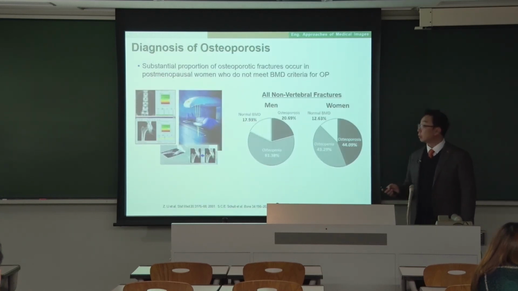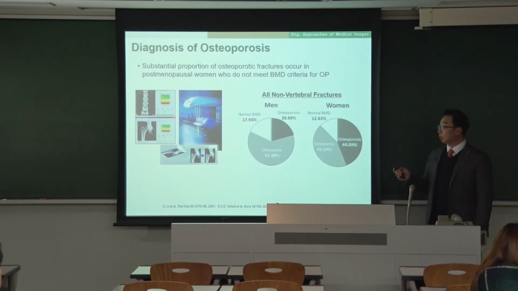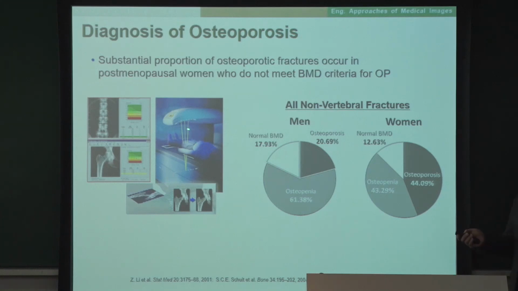Then let me talk about osteoporosis. How do we diagnose osteoporosis? We rely on the bone mineral density from the DEXA machine. It's dual energy X-ray absorptiometry. By using this machine, we can get the bone mineral density, in terms of the T-score, in our spine and the femur.